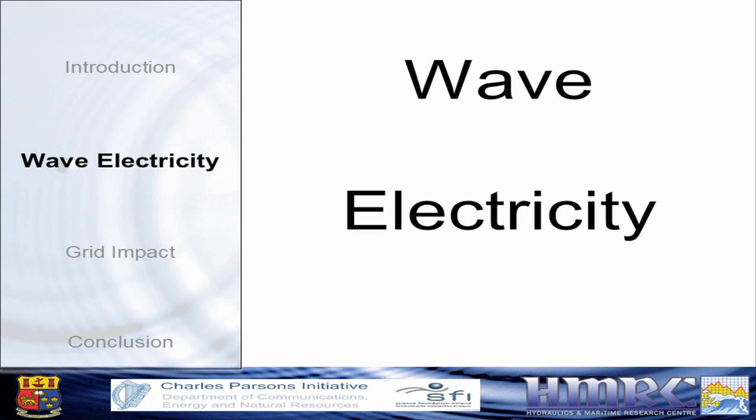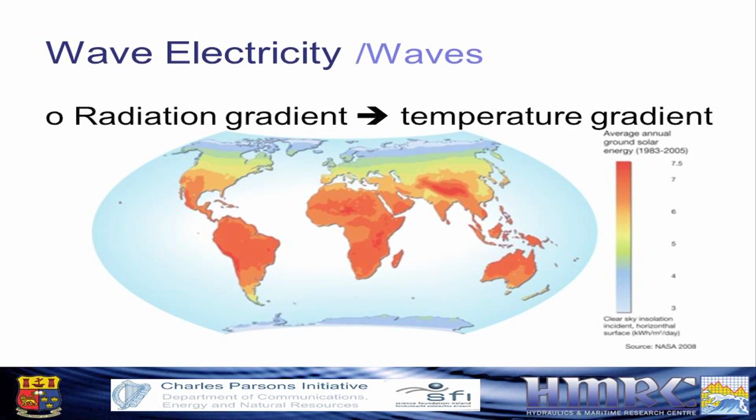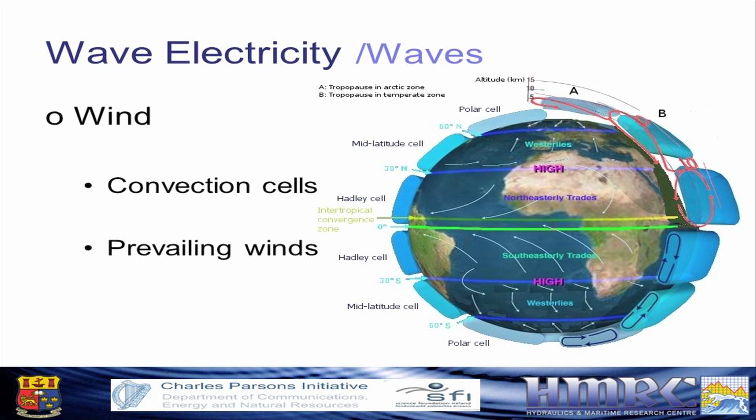Okay, so after this short introduction, I'd like to talk about the core topic of this talk, which is wave electricity. But maybe getting back to the basics first, how waves are created. The sun radiates over Earth, but not evenly. So you have places that get more solar power, and places that get less. As a result, there is a temperature gradient, a difference in temperature all across the globe. You have cold masses of air and hot masses of air, and that creates winds. And these winds are created by convection cells and create prevailing winds all around the world.